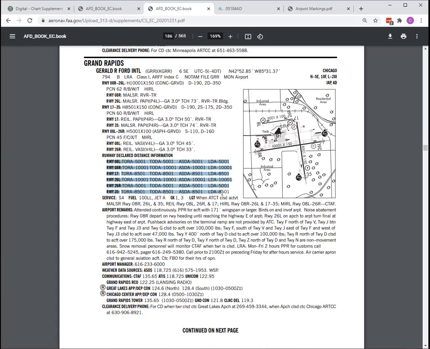The next section here has to do with the available runway distance. So each of these numbers, for instance, we have takeoff run available. This is the length of the runway that you can use while your wheels are touching the ground to roll down the runway before you take off.